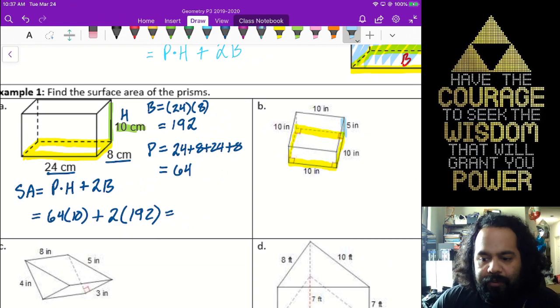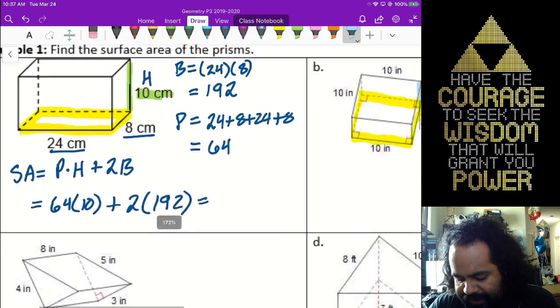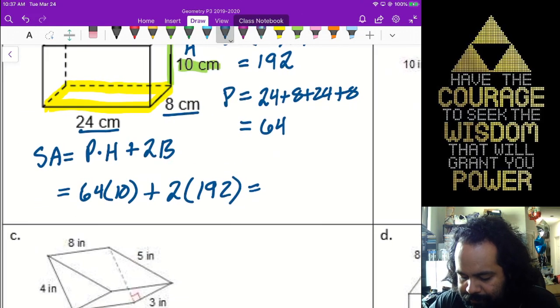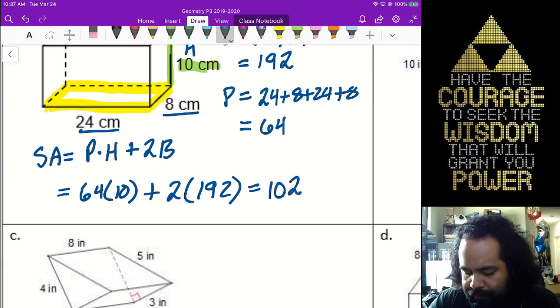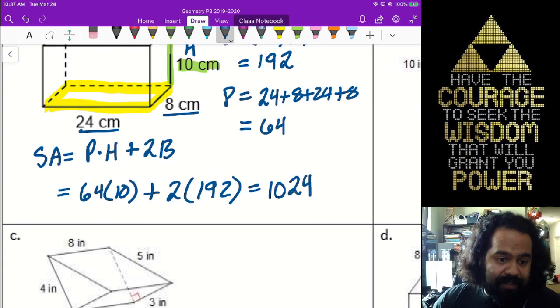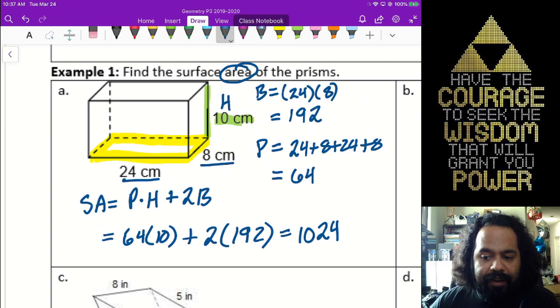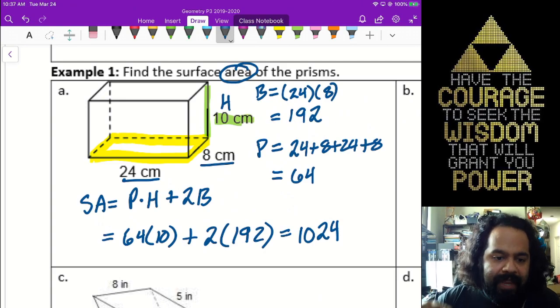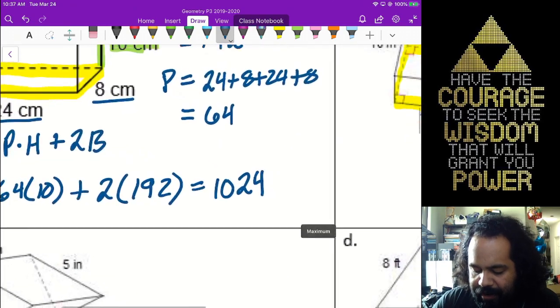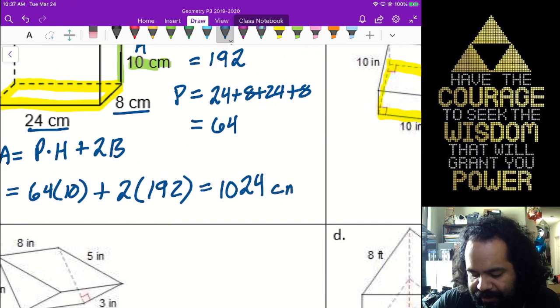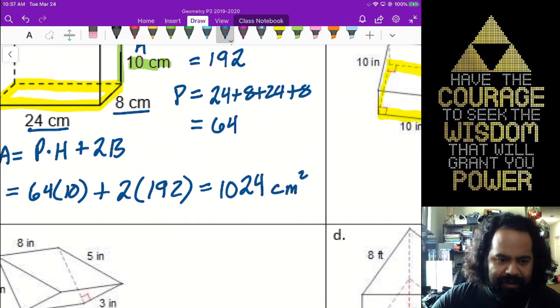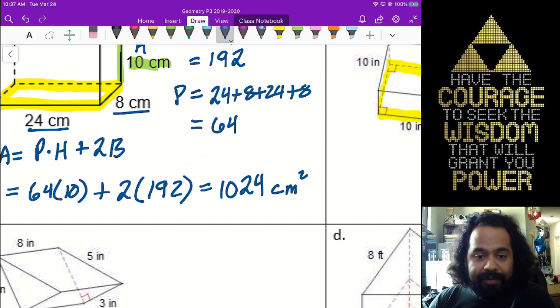All right? So you got 1024. That sounds about right. Now, in terms of units, right, we're dealing with surface area. Area, your units are still squared. What's up, Logan? And so that means we're going to be writing our units as squared still. It is still centimeters squared. We don't deal with cubed until we get to volume. So that's going to be next week.